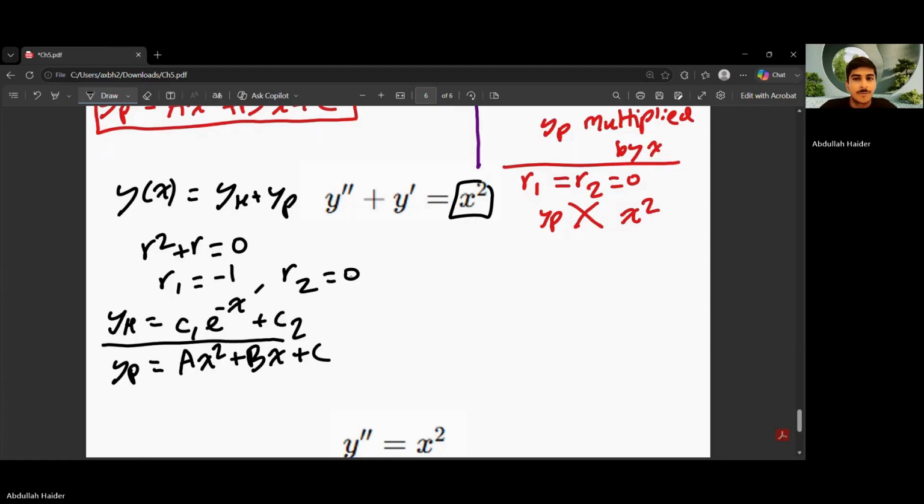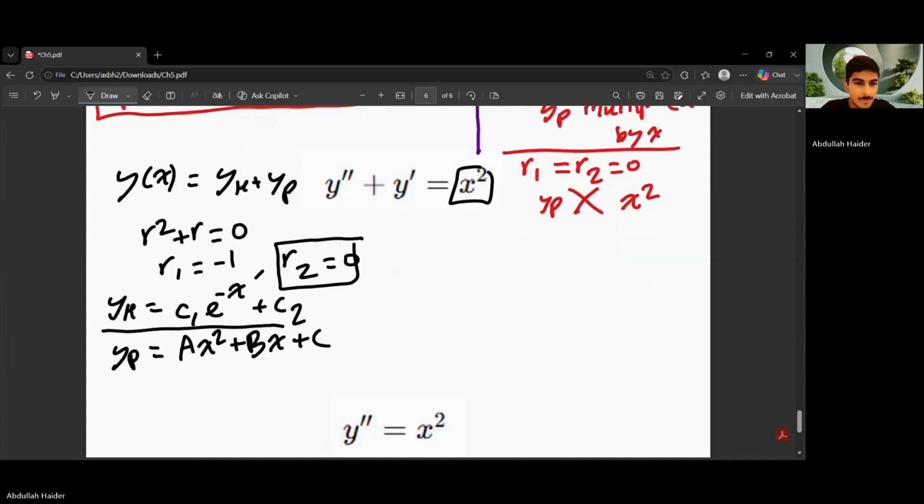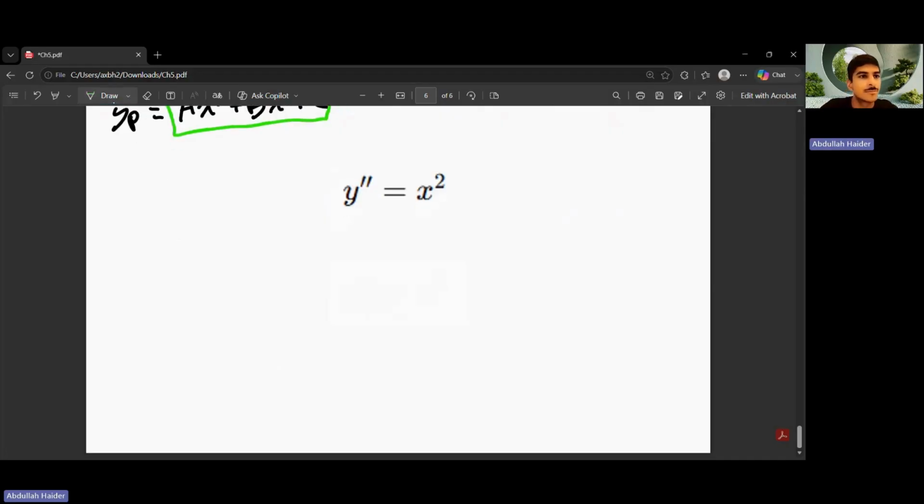Now we check our r1 and r2. We have r2 equal to 0, which means, as I stated here, if one of the r's is 0, then you multiply yp by x. So you multiply yp by x, and then the final solution is that you add them up. So the last case, y of x is equal to the homogeneous solution plus the particular solution.